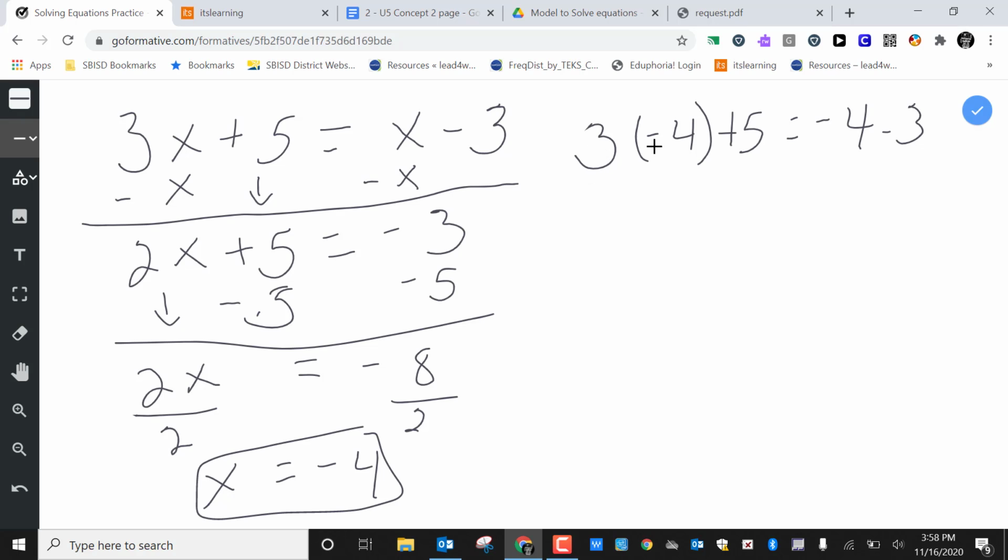Now I'm going to solve it. 3 times negative 4 is negative 12 plus 5. Negative 4 minus 3 is negative 7. Negative 12 plus 5 is negative 7. If you get the same answer on both sides of the equal sign, that means that x equals negative 4 is correct.